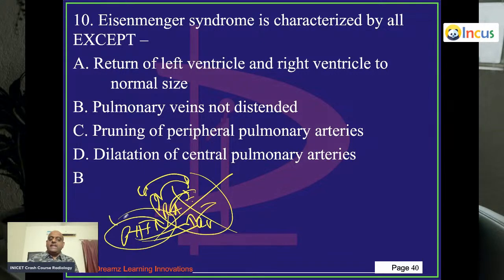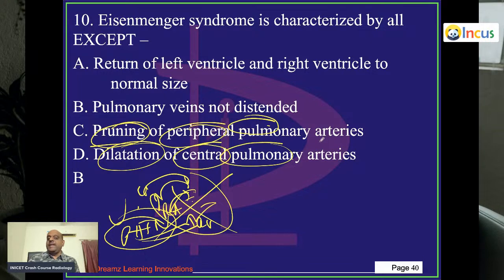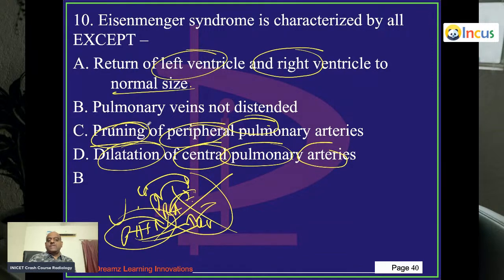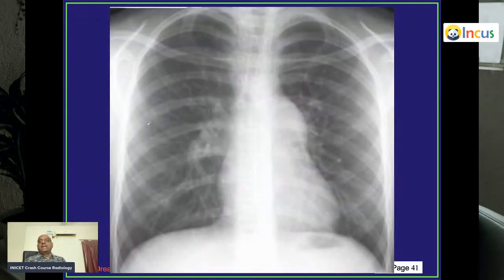So fundamentally there is pulmonary hypertension. So what are the signs of pulmonary hypertension? Already we discussed: pruning of the peripheral pulmonary arteries and dilation of the central pulmonary arteries. Return of the left ventricle and right ventricle to normal size. So these are all the facts which you see in Eisenmenger, is what you need to remember.